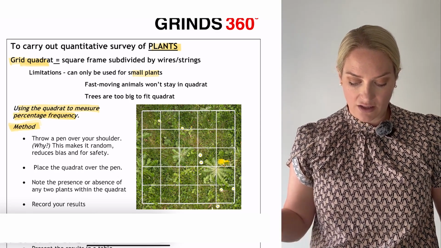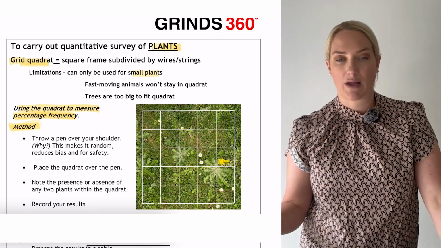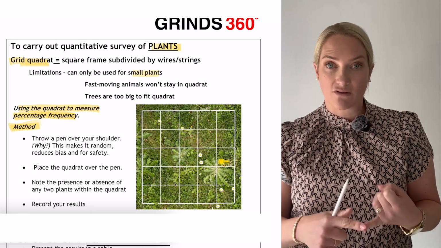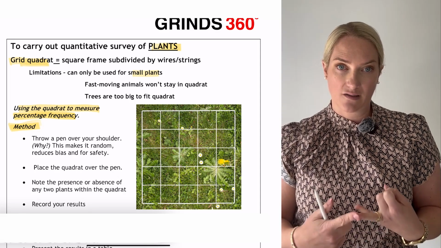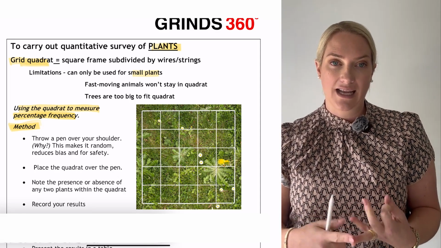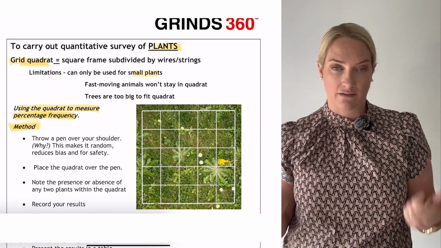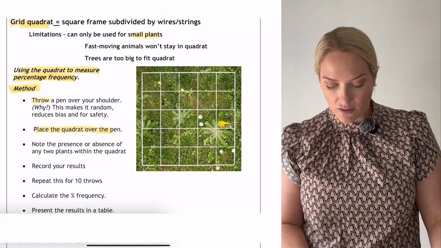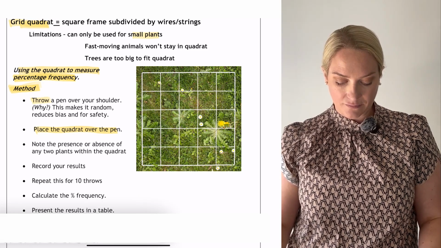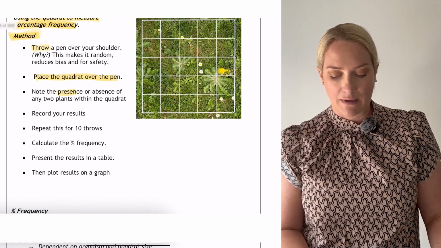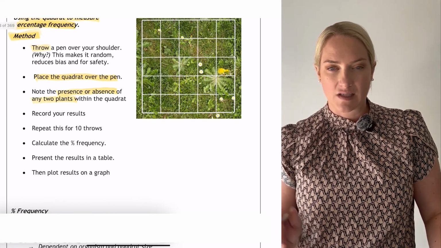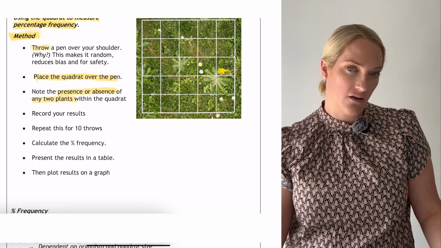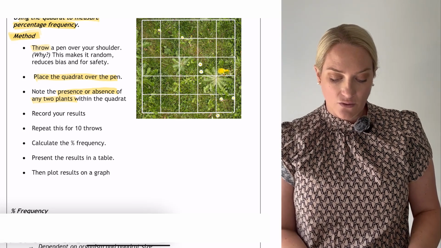So what's the first thing that you do? The first thing that you do is you throw a pen or a pencil over your shoulder. Why are you doing that? One, it's random, and it's also reducing bias of where your pen has landed, and it's health and safety. You're not going to go and fling a quadrat. The next step is you're going to place your quadrat over where your pen landed. And then you're going to note if any plants were present or absent. By this, you would have decided already, okay, I might want to look at grass, daisies, dandelion, clover, keeping it simple. So you're going to record your results.